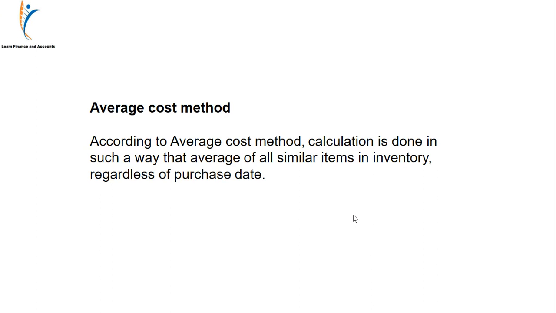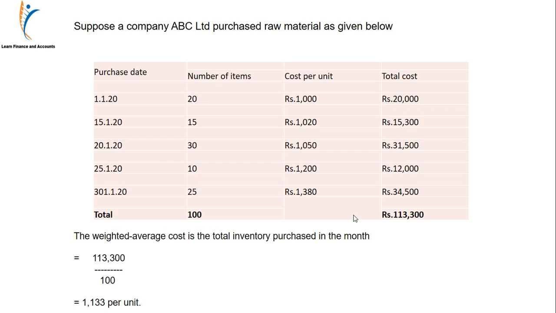Then he will be mixing that petrol in the same container. And to calculate the value of inventory, what he will do is the averaging of all the inventory that is stored in his container. So this is average cost method. Average cost method. So we take another example.